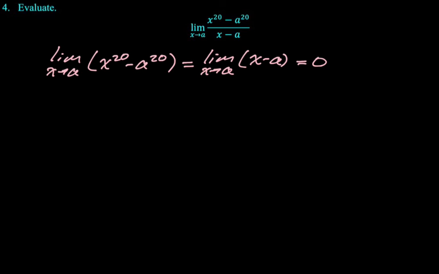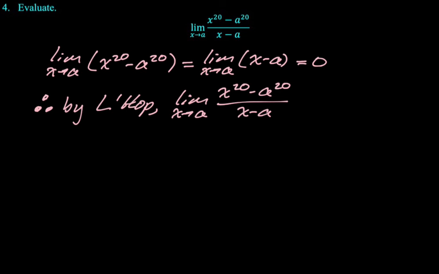This sets up L'Hopital. So then we can say by L'Hopital's, the original limit is equal to the limit of the derivative at the top, which, x is the variable, so it's just 20x to the 19th. And then the derivative of a to the 20th is 0 because a is a constant. It's not a variable. And then over 1. And then we can just sub in and get 20a to the 19th.